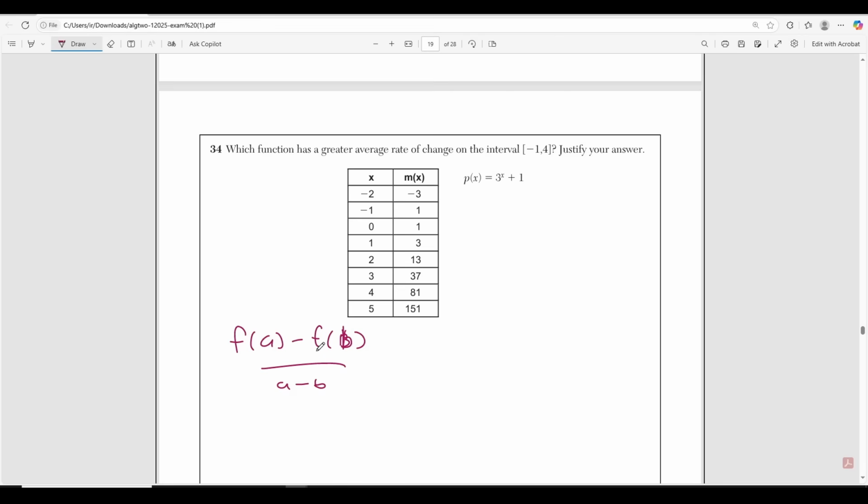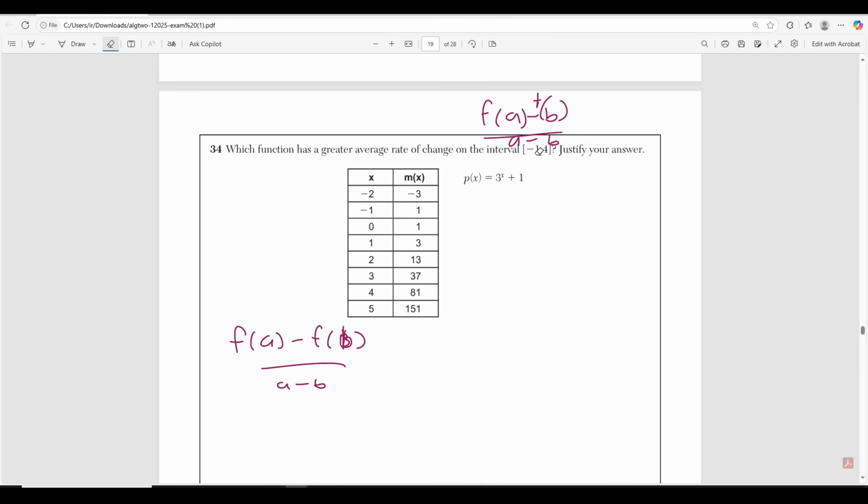Okay, so you're taking the y value at the beginning of the interval, subtracting it from the y value at the end of the interval, and dividing it by the first value of the interval minus the value of the second, or at the end of the interval, okay? So when we want to find the average rate of change from -1 to 4, -1 is going to be my A, and +4 is going to be my B.